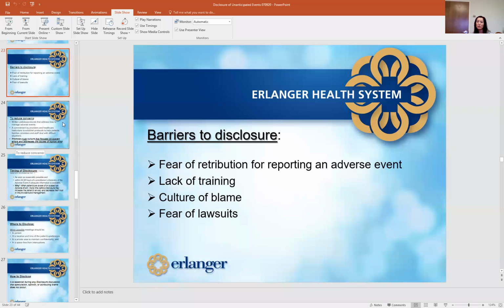We fear retribution, particularly if there's not training around how to actually do that, particularly if you've got a facility that doesn't have guidance around it. That can be very scary because you don't necessarily know exactly how to handle disclosure. But also, and this was really rampant, I think, in the healthcare industry as a whole for a very long time, and we are really trying to move away from this.